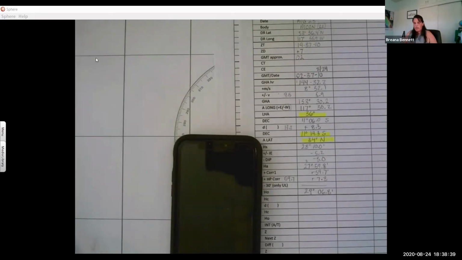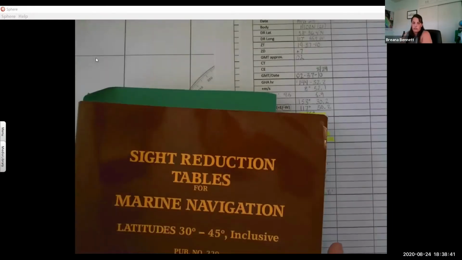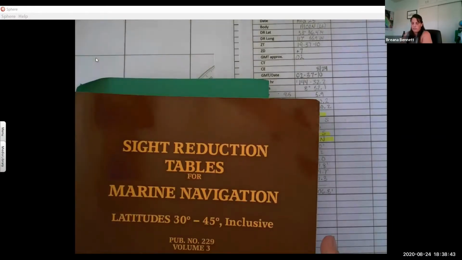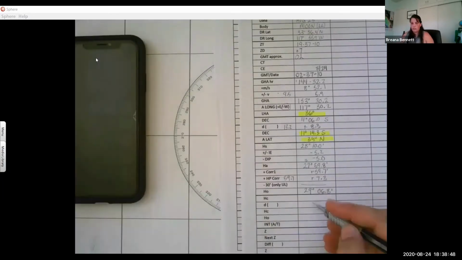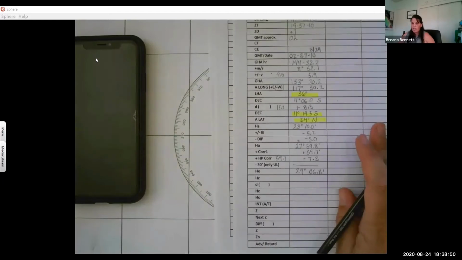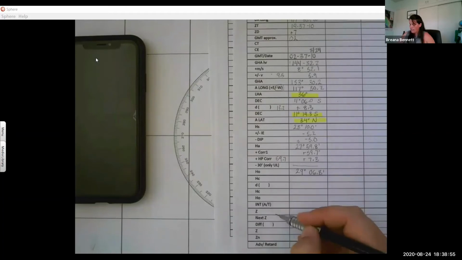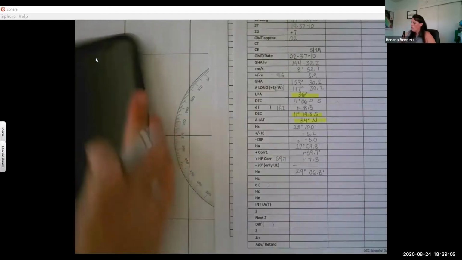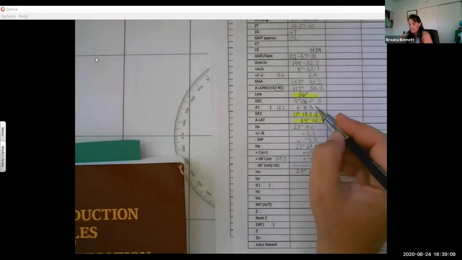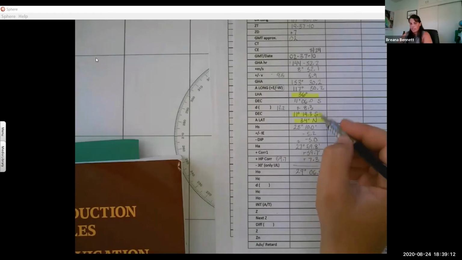we do our 229. So in this portion is our 229, and we go from HC to HC, and then we do Z to ZN. So we're getting our calculated altitude and then our calculated bearing. The highlighted three things are the three things that I'm using to find that information.